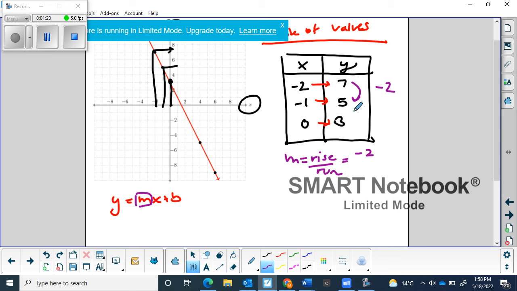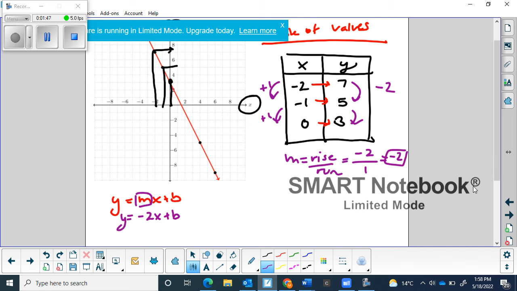So we're going down 2 negatives. And our run is +1. So it's going to be 1. -2 divided by 1 is -2. So our m is going to be -2 down here. And then we fill in everything else.